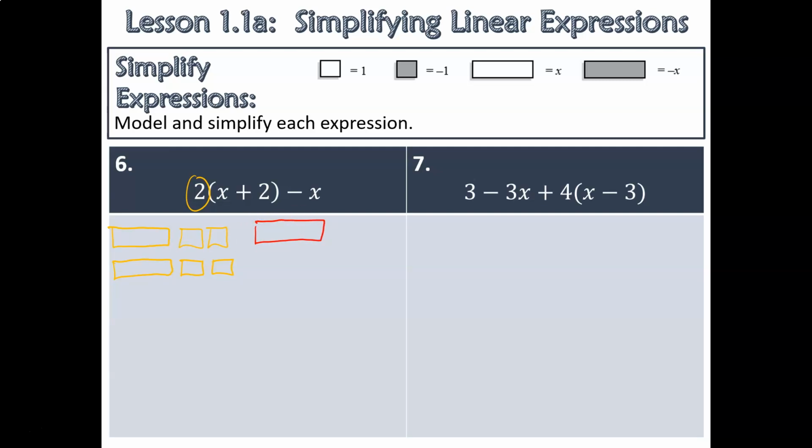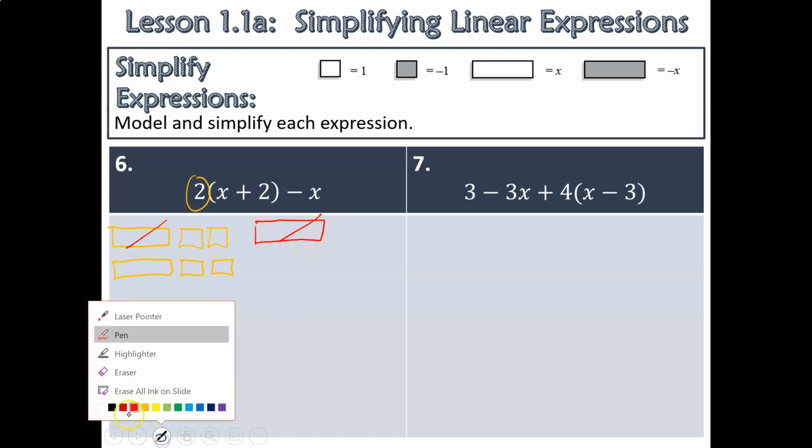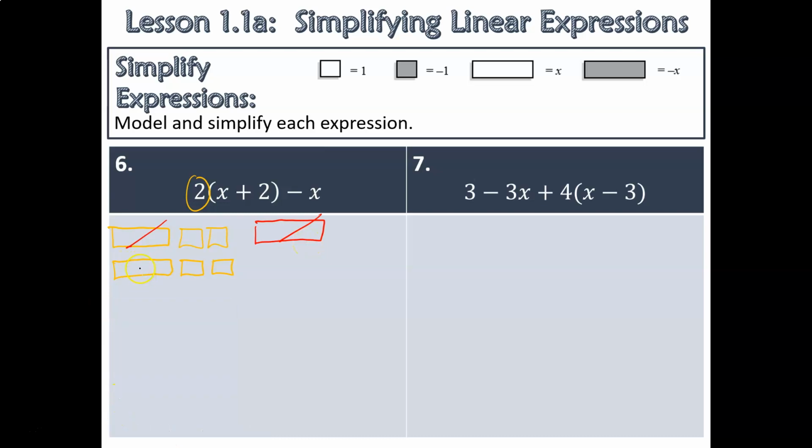So this time, there is a 0 pair. You have a yellow and a red. I can cancel that out. And whatever is left, I have 1x left. And 1, 2, 3, 4 ones. They're positive. x plus 4.